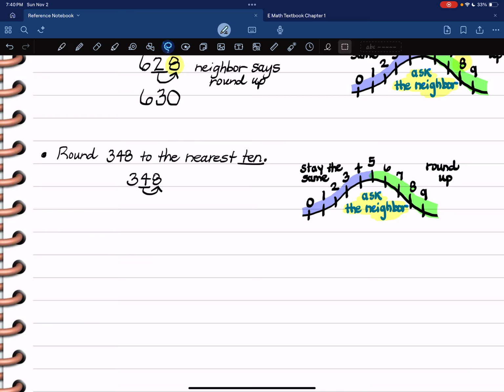The neighbor is an 8. So that's over here in this range. So the neighbor is telling us to do what? Round up. And so the underlined number is the one that actually changes. It rounds up, neighbor rounds off, and the leader doesn't change. So 348 to the nearest 10 is 350.